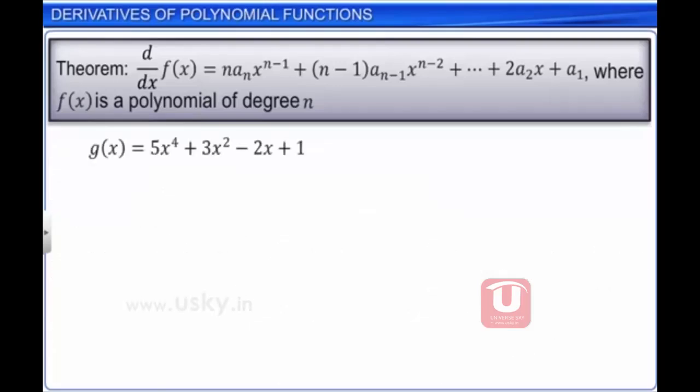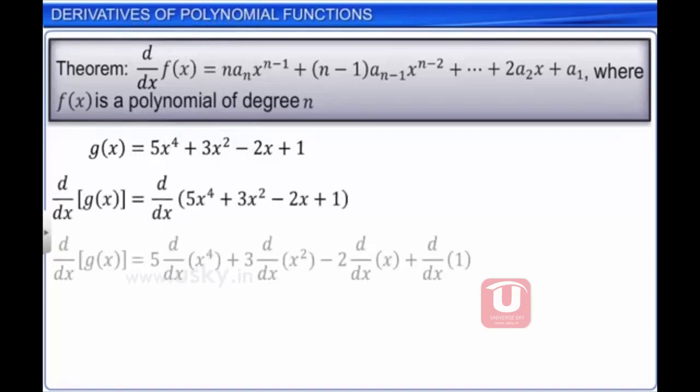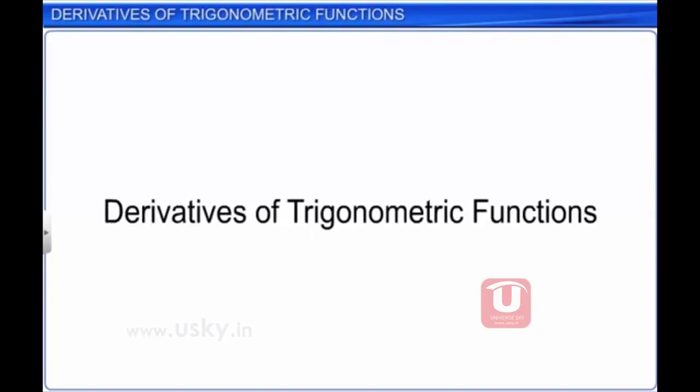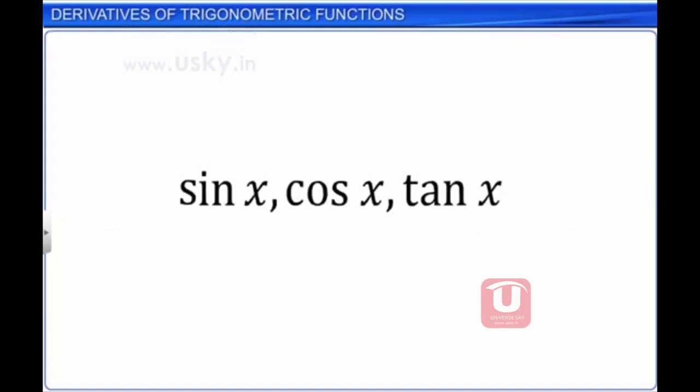As an example, let's find the derivative of the function g of x as shown. Here, since the function is a polynomial function, we can directly apply the theorem. Hence, the derivative of the polynomial function is as shown. The derivatives of trigonometric functions are unlike the derivatives of algebraic functions. Let's find the derivatives of some trigonometric functions using the first principle method.